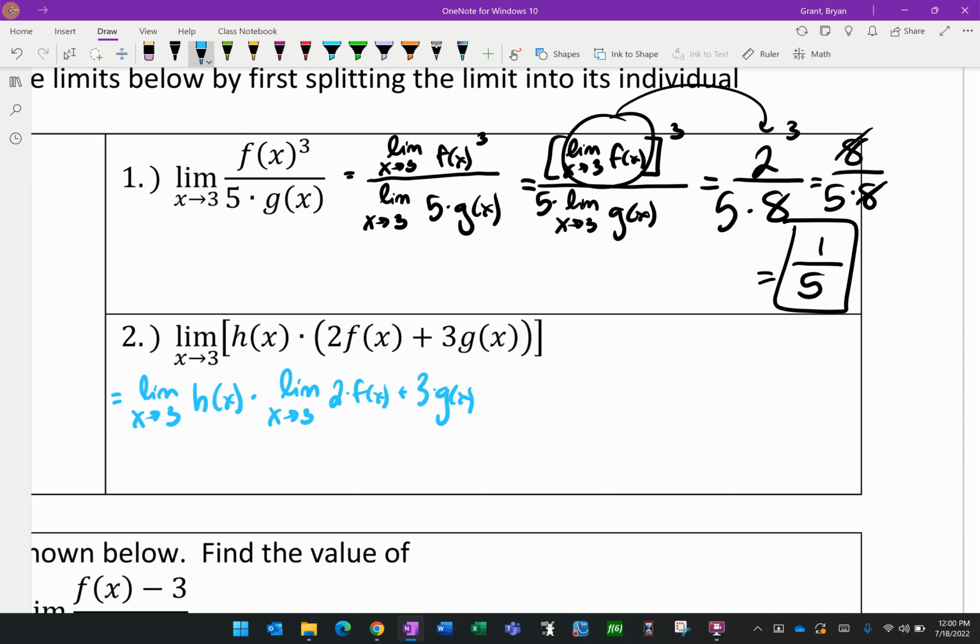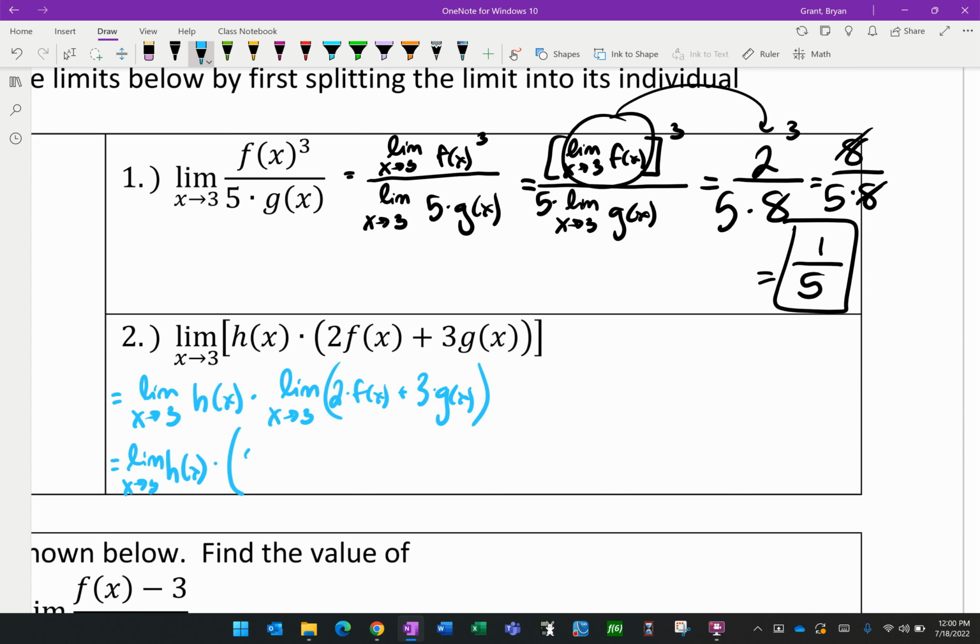I should probably put that in parentheses. There we go. But I think we can actually go even further here, right? We can go even further by saying, let's do the limit as x approaches 3 of h of x, and then we'll break this guy down into two smaller limits.